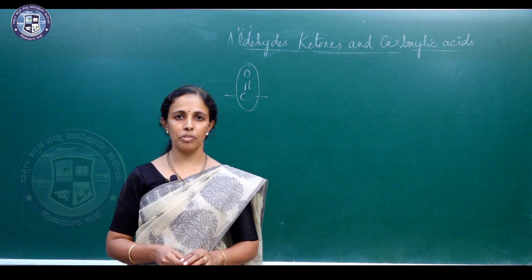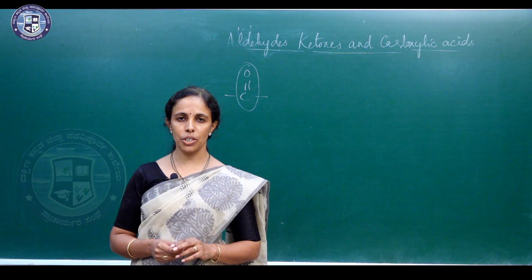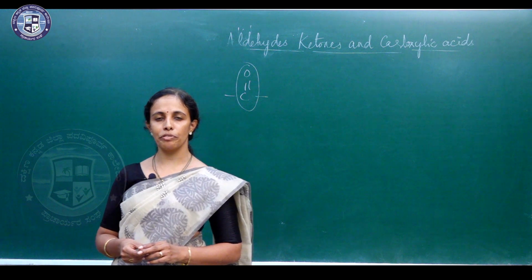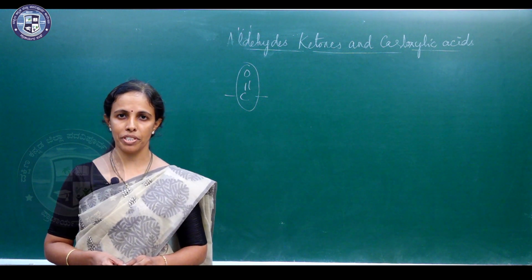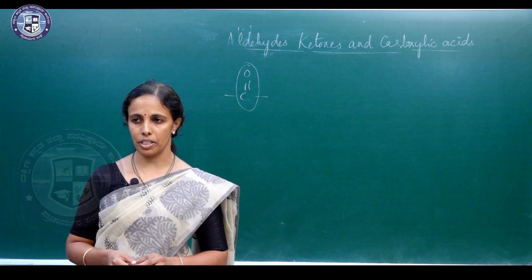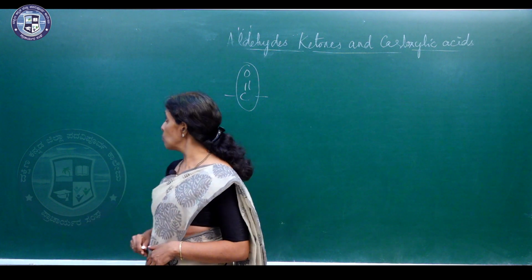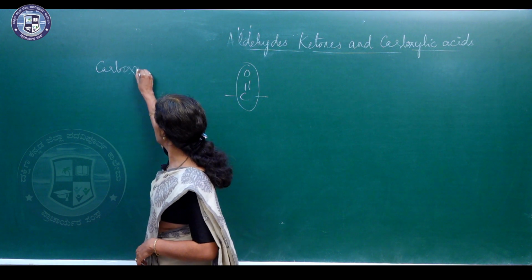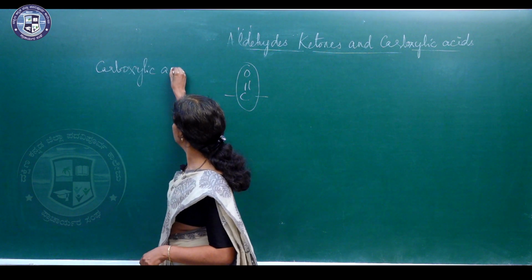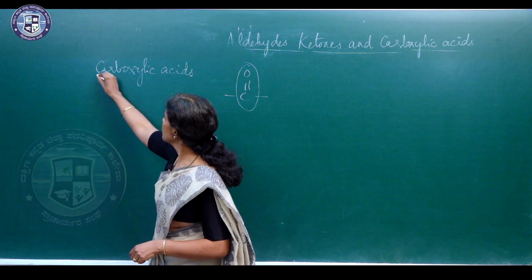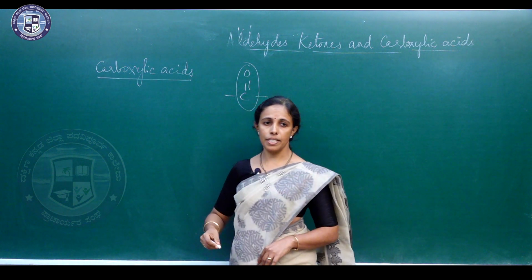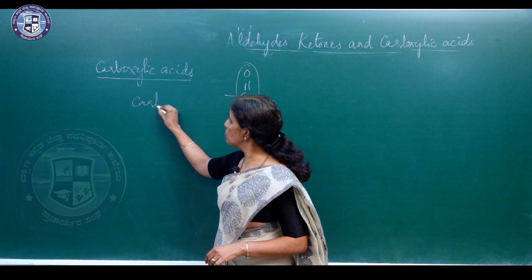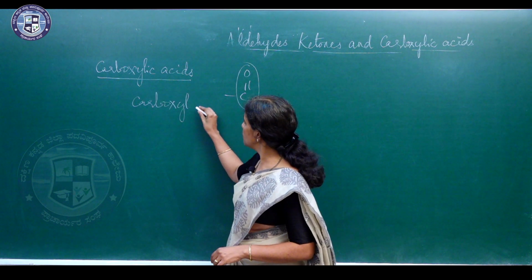In this session we are going to study the nomenclature of carboxylic acids, the different methods of preparation of carboxylic acids and also their physical as well as chemical properties. First of all we will see what carboxylic acids are. Carboxylic acids are carbon compounds having a carboxyl group in them.